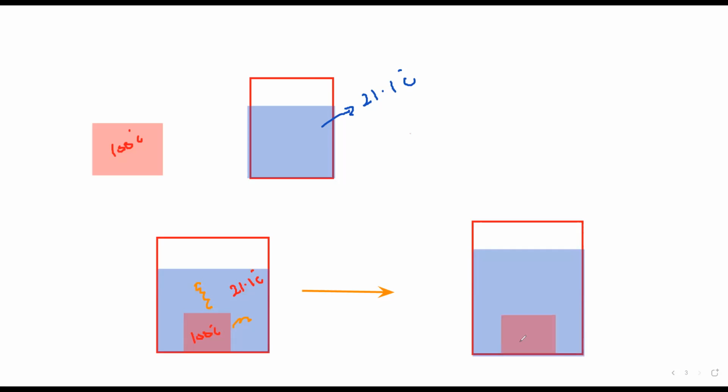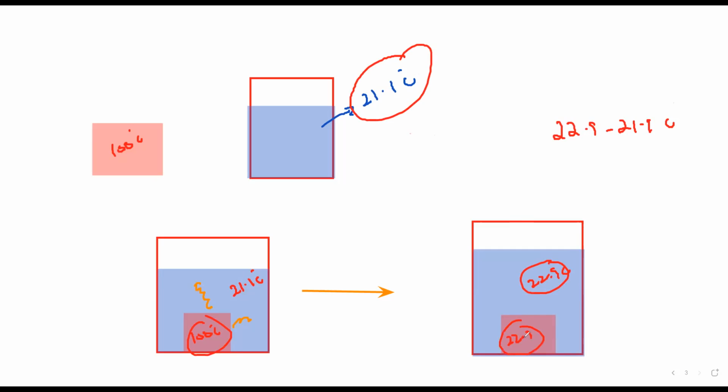So this temperature 22.9, this temperature 22.9. The question is, what is the temperature change of the water? So for water, it started at 21.1 and ended at 22.9. So how much temperature change? 22.9 minus 21.1. And what is the temperature change for the metal? We started with 100 and it ended at 22.9. So how much temperature change? 100 minus 22.9. Is this one clear?